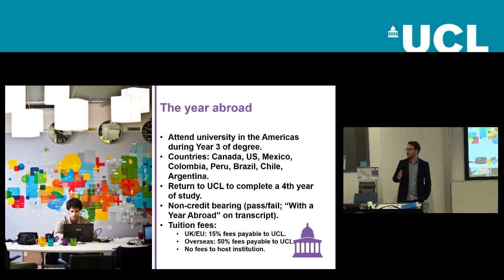This degree program is available in 2 variants, a 3-year version where you spend all 3 of those years at UCL, and a 4-year version where you spend the 3rd year of the degree at a university in the Americas, at one of UCL's partners in Canada, the United States, Mexico, Colombia, Peru, Brazil, Chile, or Argentina. If you were to pursue that year abroad, you would then return to UCL to complete your 4th and final year of study. This year abroad, and this is a UCL-wide policy, is not credit-bearing to the extent that it does not contribute to your overall degree classification.